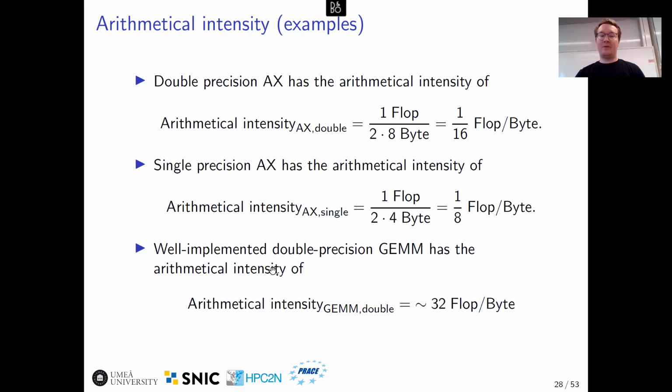And for a well-implemented double precision gem kernel, the arithmetic intensity is around 32. This is a number I was scouting throughout the internet because it actually depends highly on how you implement the actual kernel. And in this instance, the average number I came up with after a lot of searching was 32. And I'm going to be returning to this number at the end of the presentation to explain how it can be that much higher compared to this AX kernel.